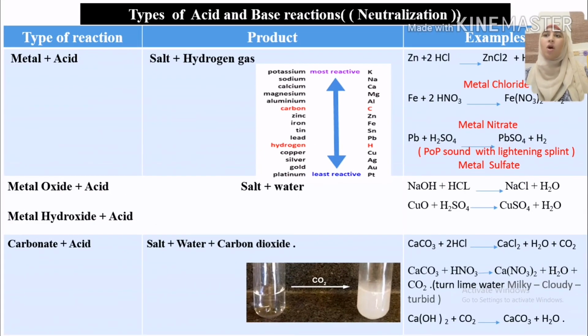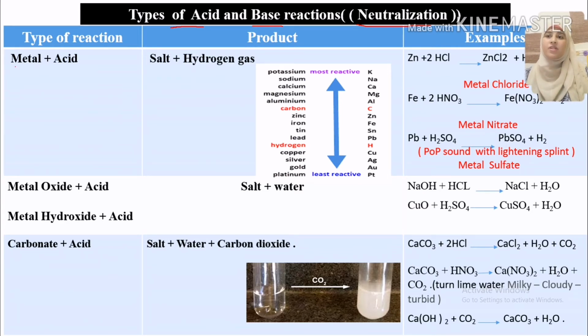Now we will start on different types of acids and bases and their reactions. We have different types of reaction. These types of reaction, you must know them. You must try to practice how to write the chemical equation at home.